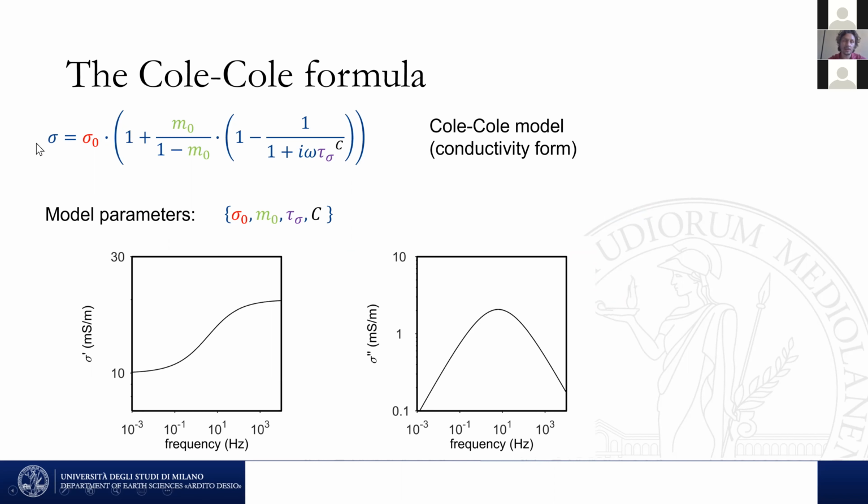So if we look at this complex conductivity and we look at the real part and the imaginary part, then we see that sigma 0 is the limit for a frequency that goes to 0 of the real part, and sigma 0 over 1 minus M0 is the infinite frequency conductivity. The peak of the imaginary conductivity is at the inverse of the relaxation time, while the parameter C controls the shape, the width of this peak of the imaginary conductivity. So this is the way in which these 4 parameters affect the spectra of the induced polarization.